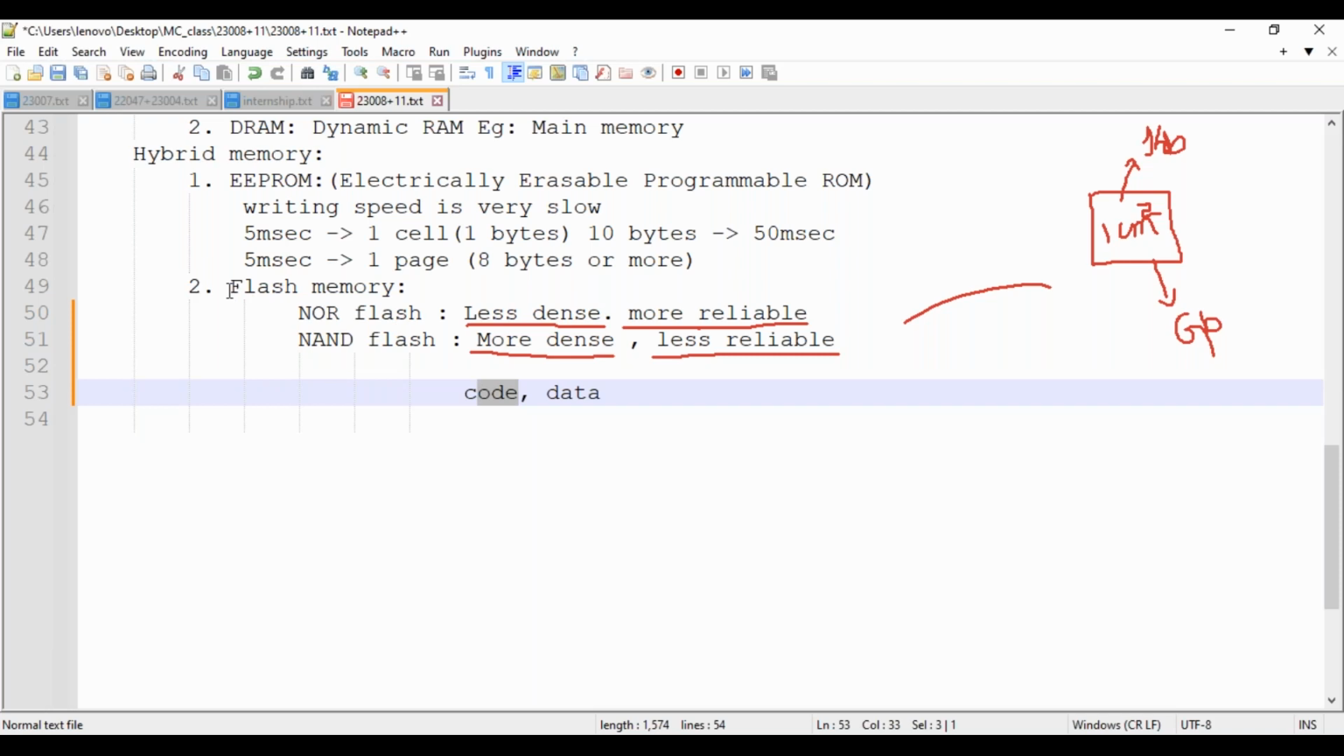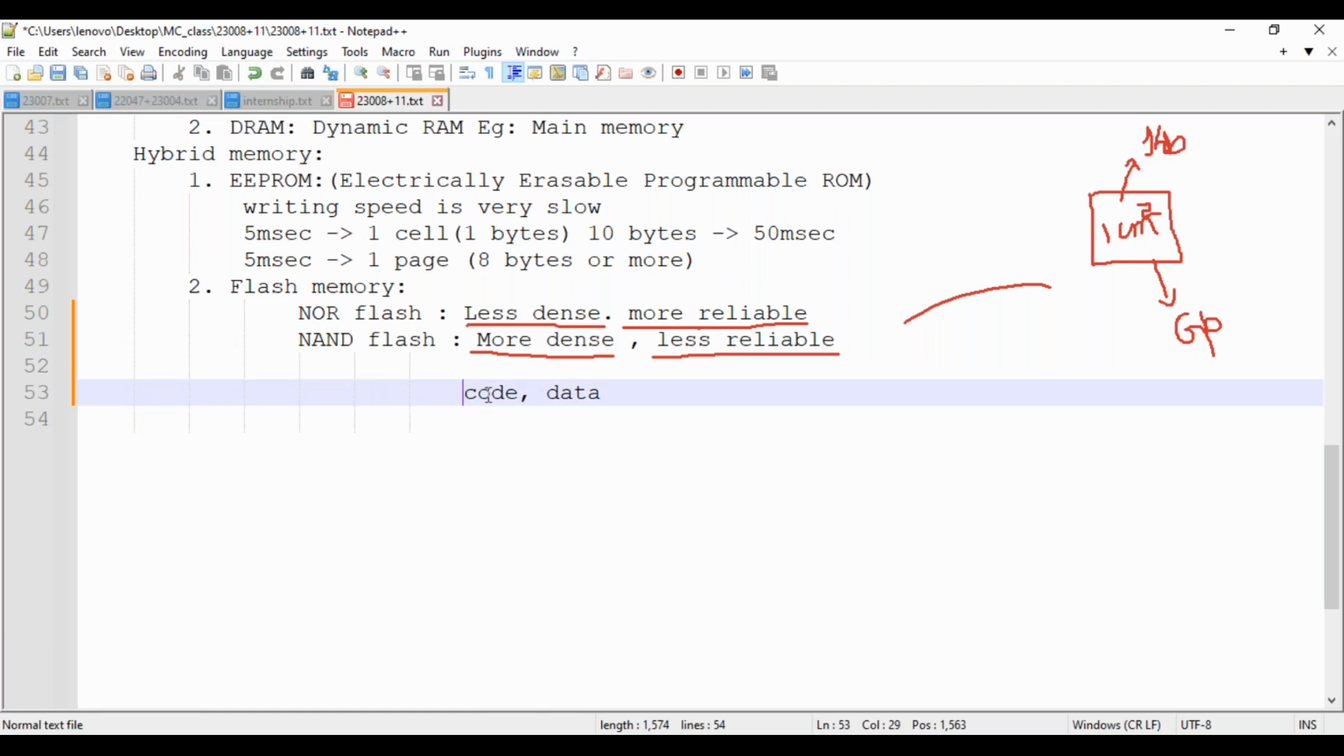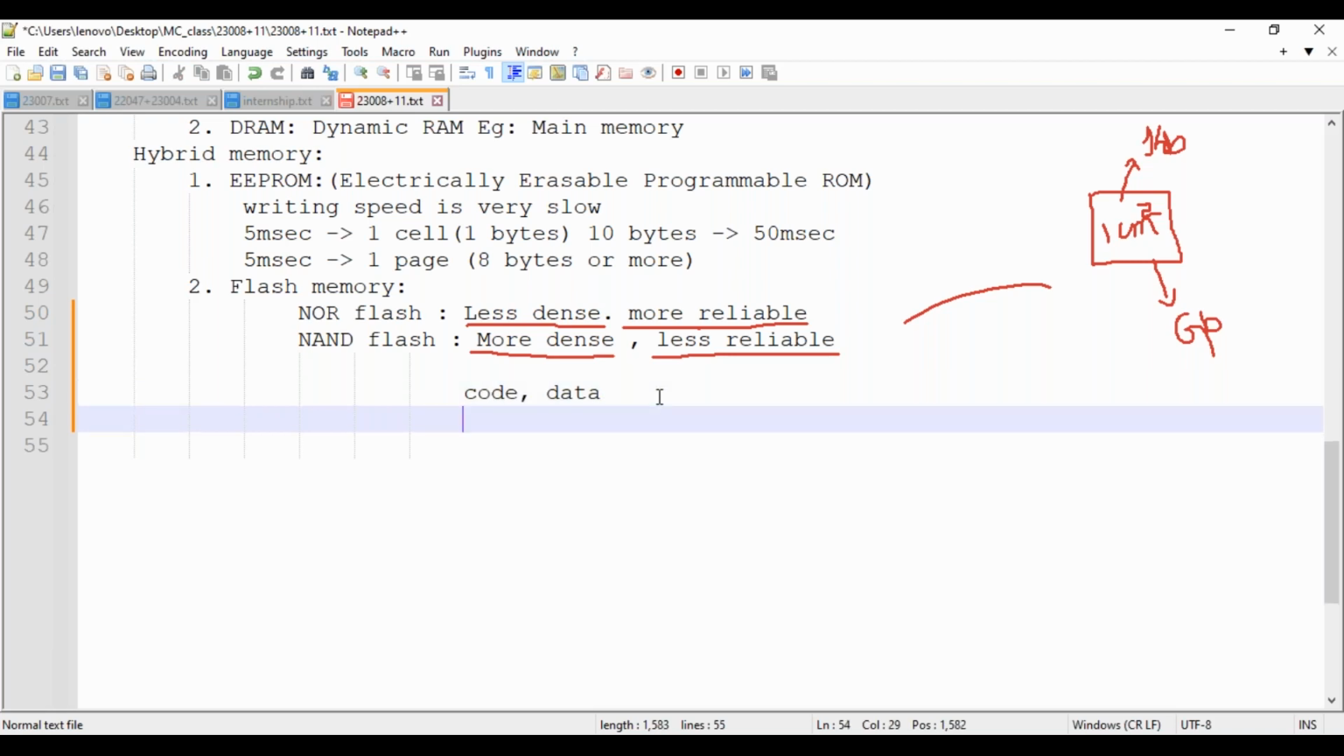So assume your mobile phone is made up of both NOR flash and NAND flash. Where are you going to get the code stored and where are you going to get the data stored? To make that decision, you have to decide which among the two is more important, whether it is the code being important or the data being important. Which one do you think is important between the code and the data? So data is very important.